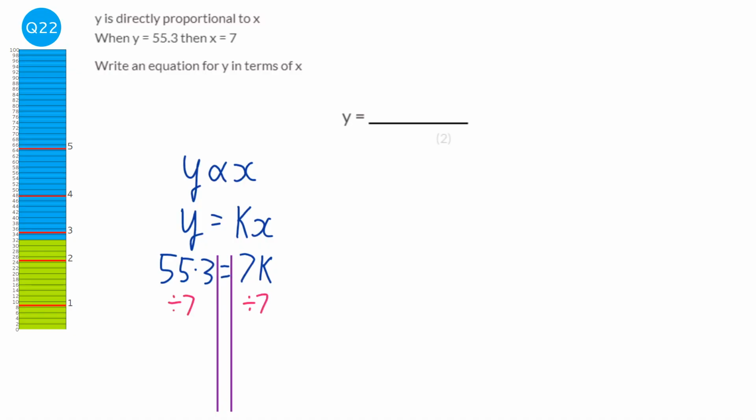And 55.3 divided by 7 is 7.9. And that's what k is. So we're going to rewrite this formula here: y equals 7.9x. And that is actually our answer.